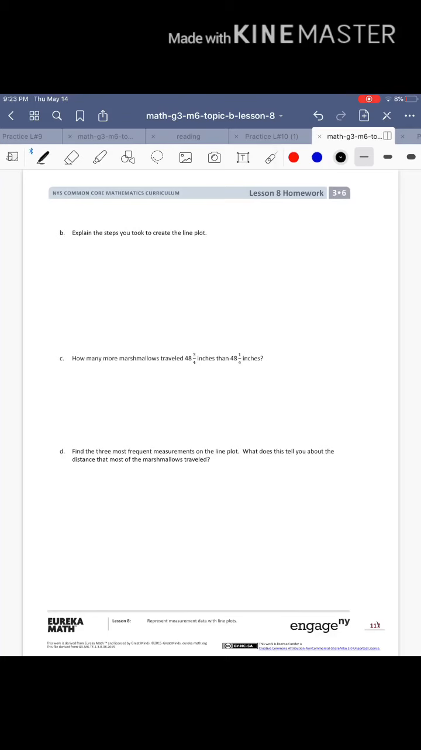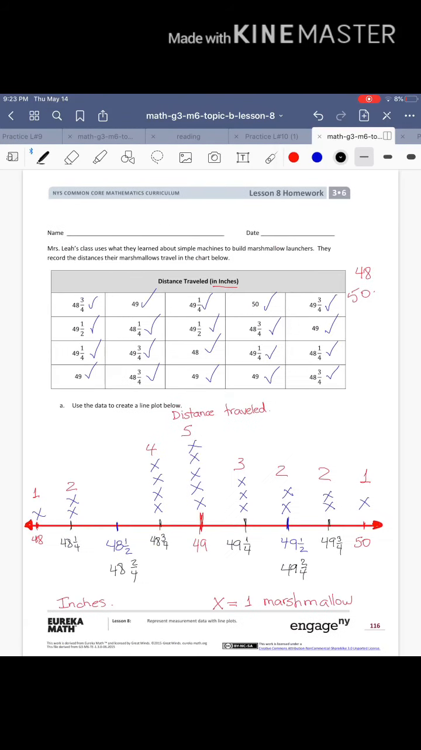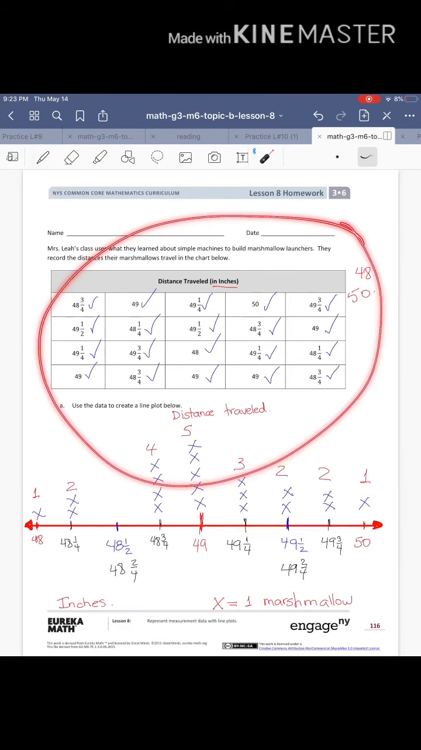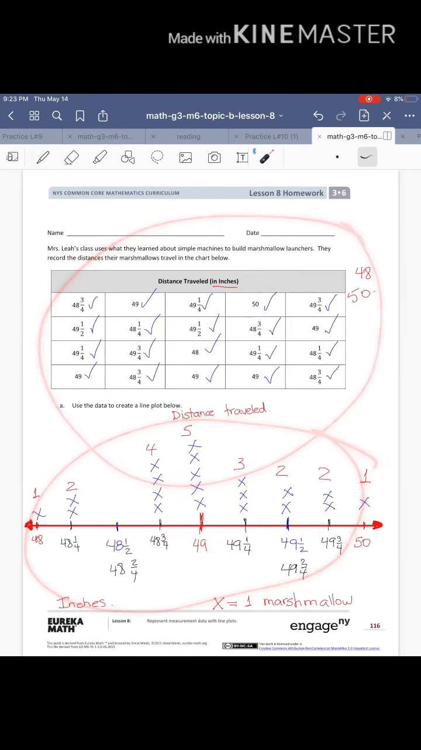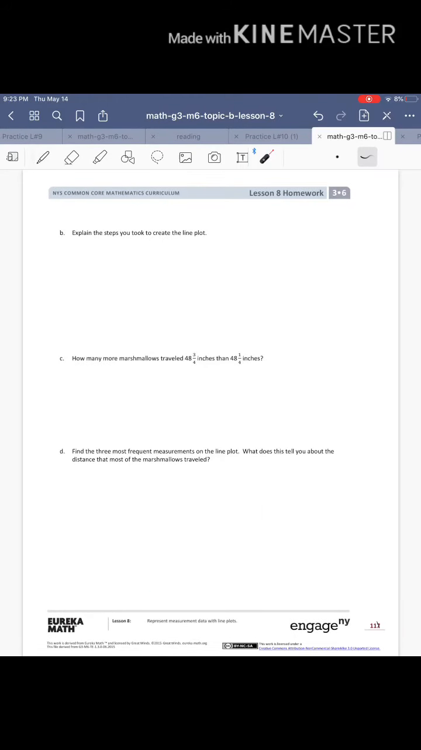We're going to continue working on the lesson that we started yesterday. Yesterday, we learned how to represent information from a chart on a line plot. And now we're going to answer some questions related to that work. In the first place, you have to explain what steps you took in order to create the line plot. Okay, so what was the first thing we did?